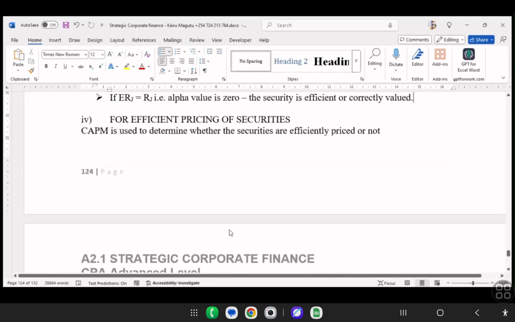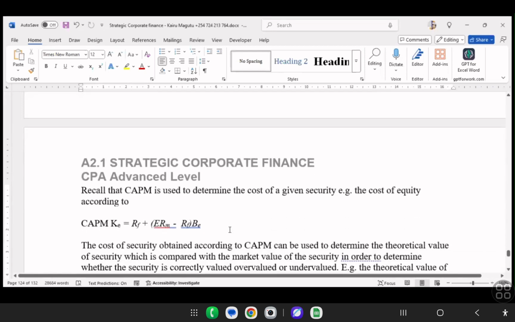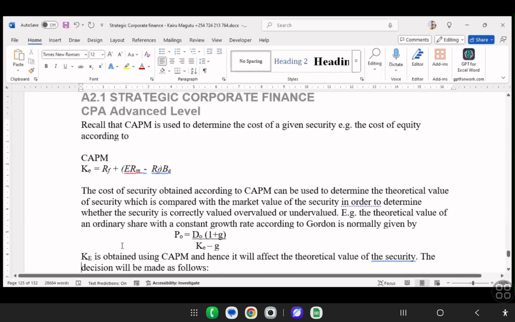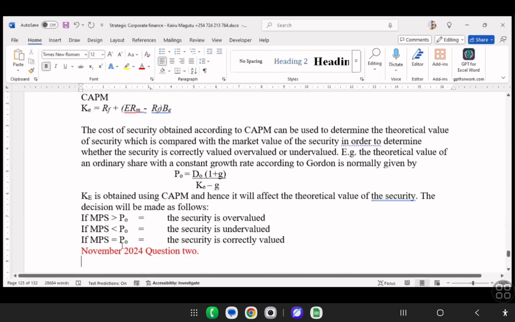The next application is the efficient pricing of security. We say that the valuation of a security is determined by discounting the cash flows. These cash flows are discounted using the cost of capital, for example, the cost of equity. If we could determine the cost of equity using the capital asset pricing model, then we use that cost of equity to discount the cash flow. We will get what we call the intrinsic or the real value of the security.